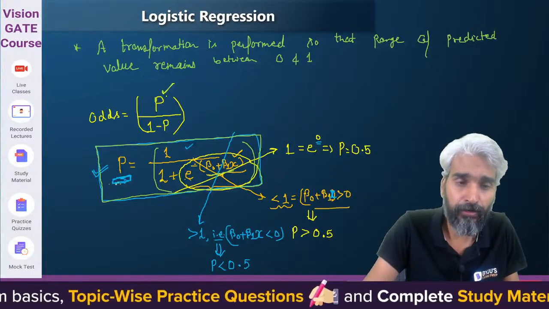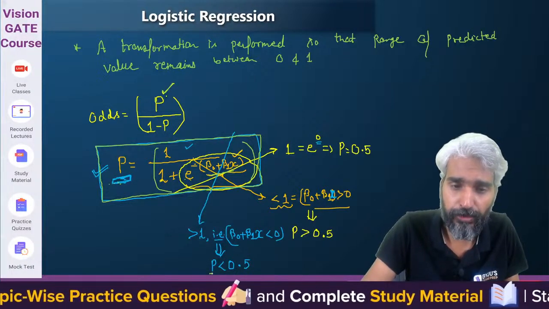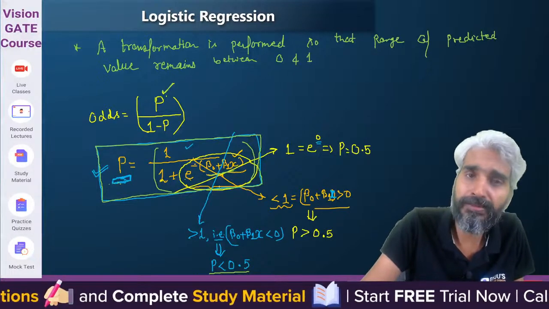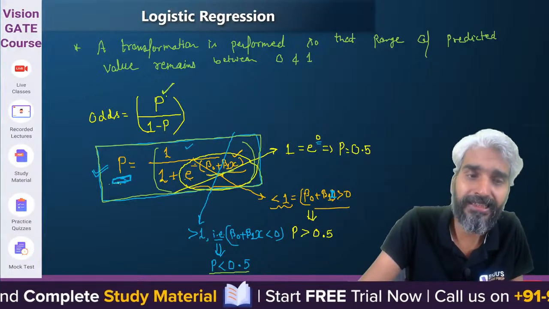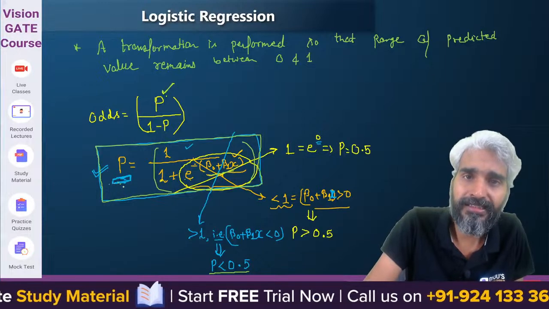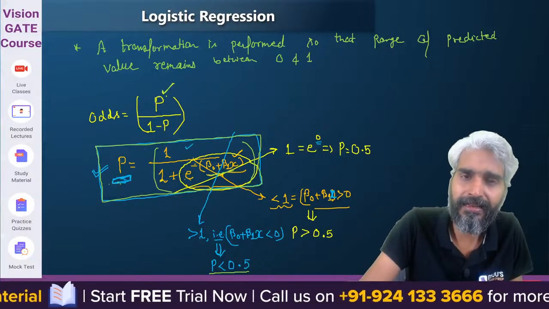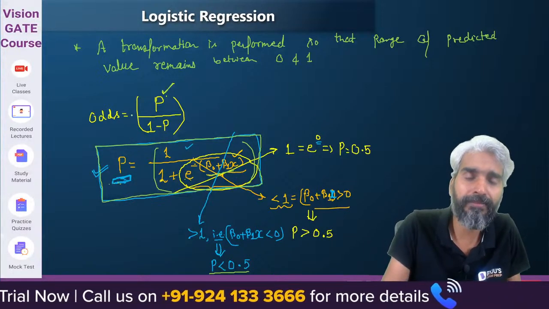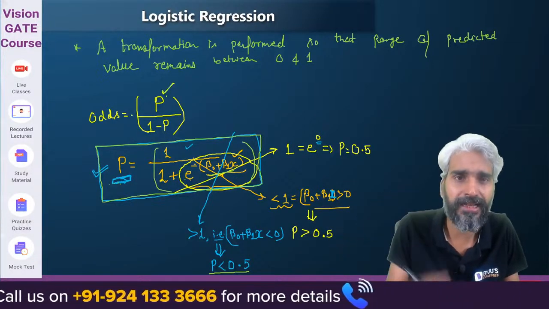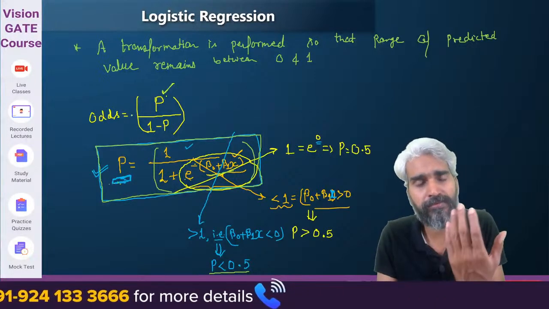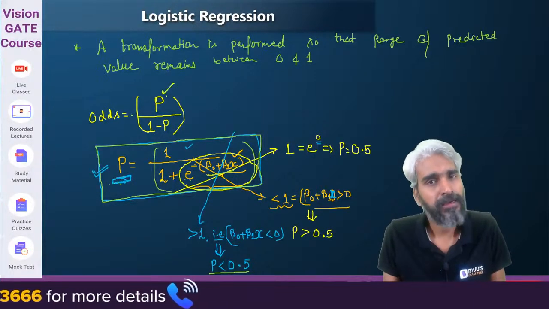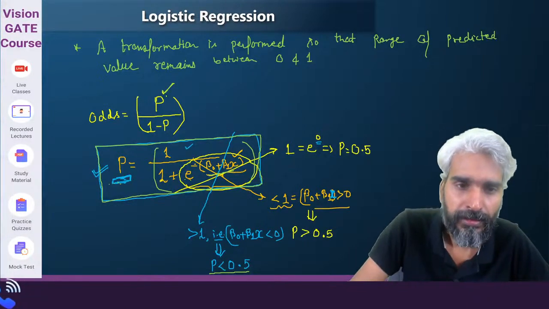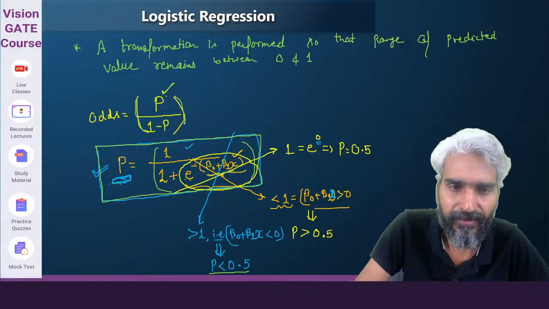Now, if the value of P is less than 0.5, it will happen when beta 0 plus beta 1x is less than 0. In that case, the probability will become less than 0.5. So when the numerator is less than 0.5 and the denominator is greater than 0.5, the odds will become less than 1. So if the odds are less than 1, the chances that the student will pass are less. Clear?